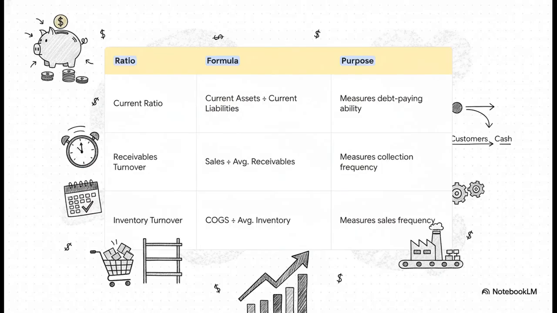Okay, so here are three of the big ones. The current ratio gives you that high-level snapshot of their ability to pay short-term debts. But the other two, the turnover ratios, dig deeper. They're about efficiency. Receivables turnover tells you how quickly the company is collecting the cash it's owed from customers. And inventory turnover tells you how fast they're selling their products. I mean, you don't want inventory just sitting in a warehouse collecting dust, right? That's cash tied up. A high turnover for both of these is usually a very good sign.